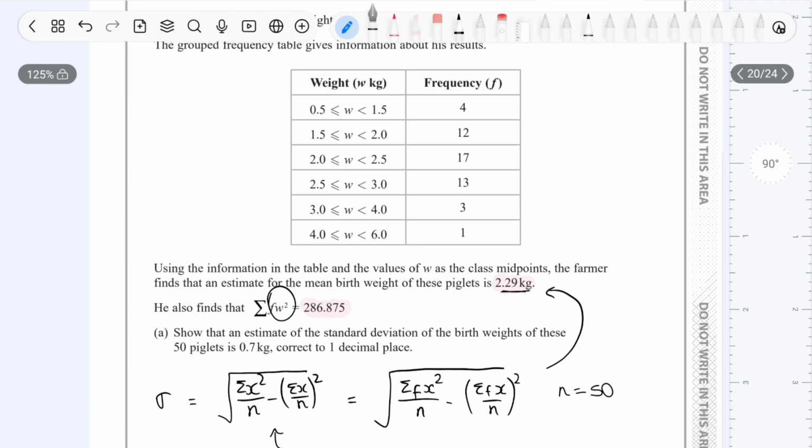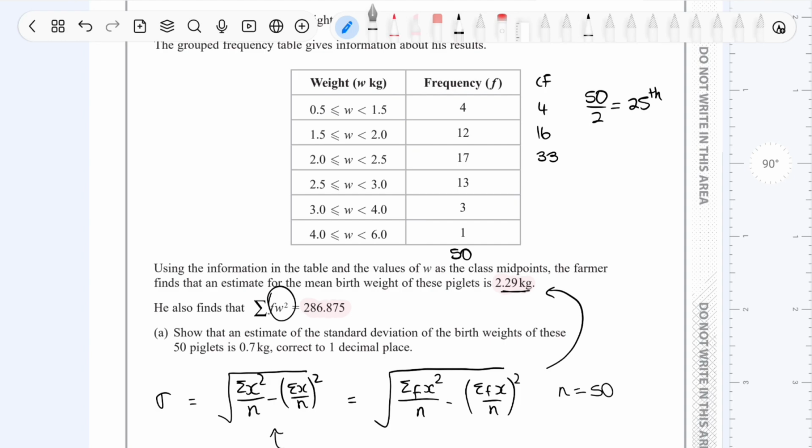Now, the median is just the middle point of the data. The sum of the frequencies is 50, so the median will be 50 over 2, or the 25th value. That's all it's asking us for. Where is the 25th value? Now, if you did a cumulative frequency, you'd see that we have 4 here, 16 here, and then if you add 17, you'd have 33.